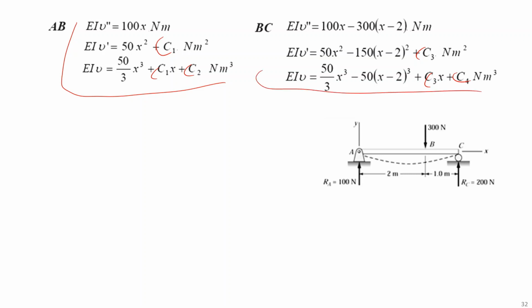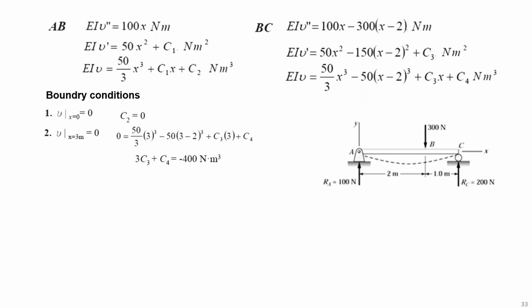So the boundary conditions. The easiest boundary conditions are: for x equal to 0, this point, the deflection is 0. For x equals 3 meters, point C, the deflection is 0. In this curve and in this curve, I put in x, and these two boundary conditions give me these two equations.